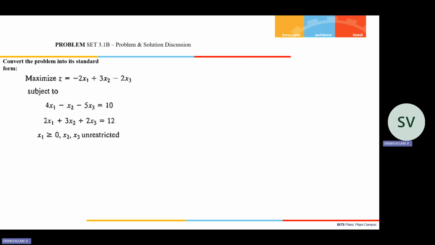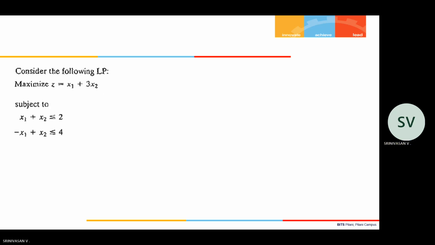This example is an exercise; you can try a similar problem.